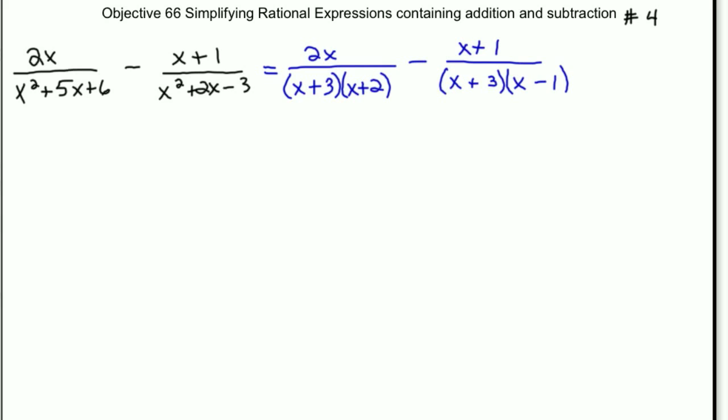Now, as I examine my two fractions, I notice that the common piece in those two denominators is the x plus 3, and that I have an uncommon piece from each other fraction. So in order to make them the same, I'm going to multiply my first fraction by the uncommon piece of the second one, so that x minus 1. And I'm going to multiply the second fraction by the uncommon piece from the first fraction, so multiply that by x plus 2.